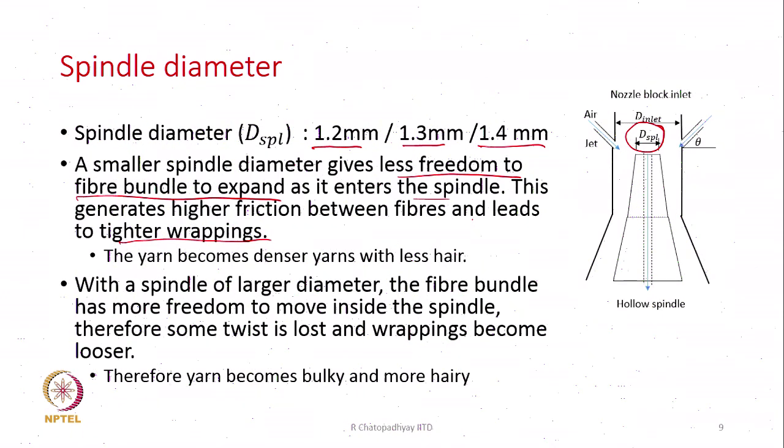And with a spindle of larger diameter, it will be just the opposite. The fiber bundle will have more freedom to move inside the spindle, therefore, some twist is lost and wrapping becomes loose. So, smaller diameter means tighter wrappings or compact yarn, whereas larger diameter means a little bit more voluminous yarn, and wrapping also can be looser, it is not tight. Therefore, the yarn becomes bulky and more hairy in the case of larger diameter spindle, but the diameters are actually 1.2 to 1.4 millimeter. This is the range in which the diameter of the spindle top lies. So, whatever research has been done, these are the observations that have been made.